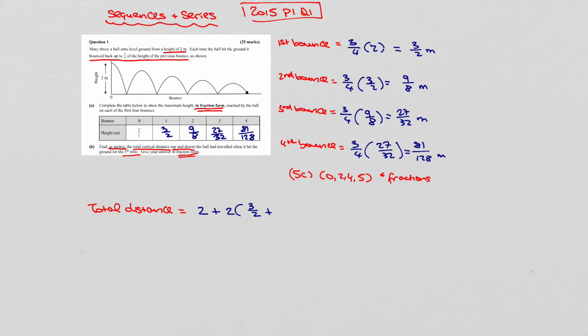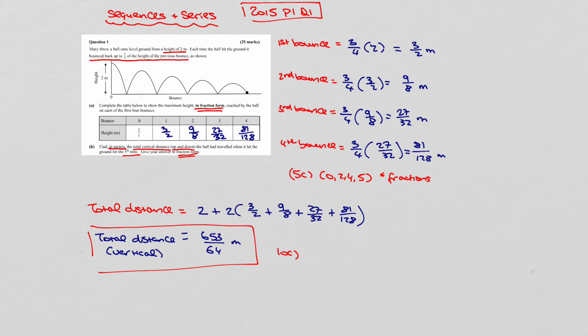So we can actually multiply 2 by the sum of all of those heights because they're going up and down. And that gives us then a total vertical distance, in fraction form, of 653/64 metres. So there was 10 marks for that, a really handy 10 marks. So 4, 8 and 10 marks going for that, and again starring that because it had to be in fraction form.